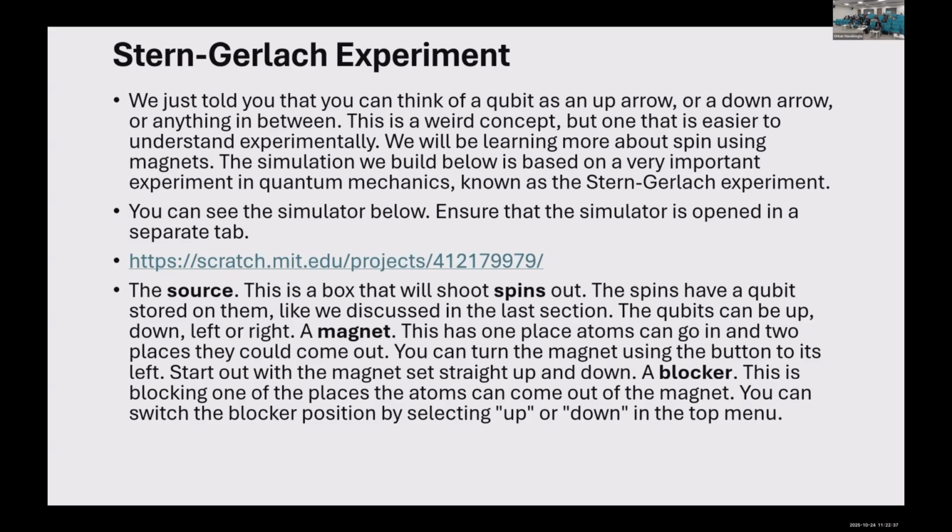So you have a source. This is the box that will shoot spins out. The spins have a qubit stored on them, like we discussed here. The qubits can be up, down, left, or right. And then we have a magnet. This has one place atoms can go in and two places they could come out. You can turn the magnet using the button to its left. Start out with the magnet set straight up and down, and then you have a blocker. This is blocking one of the places the atoms can come out of the magnet. You can switch the blocker position by selecting up or down in the top menu.